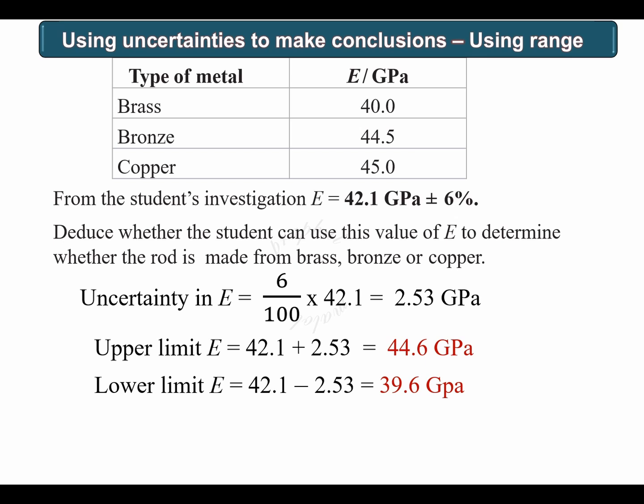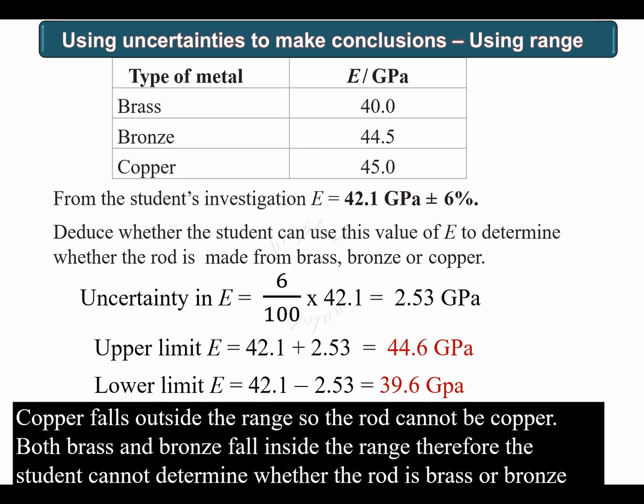I am finding the maximum and minimum possible values. Any value between this maximum and minimum are correct values. But here the problem is two of the given values are coming inside the range. So the conclusion is the student cannot confirm which material he was given.